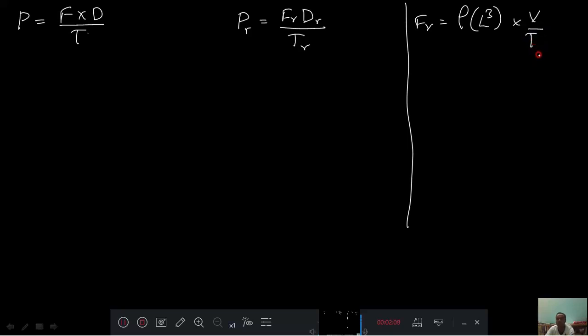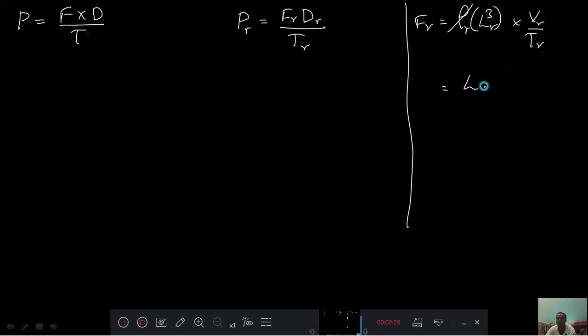Then you should know that this is also R, this is R, this is R, this is R. Okay? Now this density ratio we will consider as 1, because the density in both conditions is the same. This is LR cube. Then VR is always what?